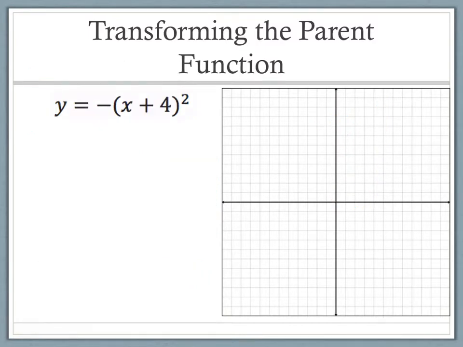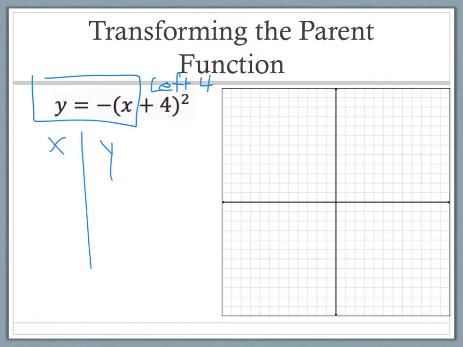Okay, let's take a look at this one. The +4 tells me that we're going to go left or right, and it's +4, so we're going to go to the left 4. There's no up or down, so we don't need to worry about shifting it up or down. But I do have a negative out there, so that tells me that I'm going to multiply my table by -1. So here's our x, here's our y.